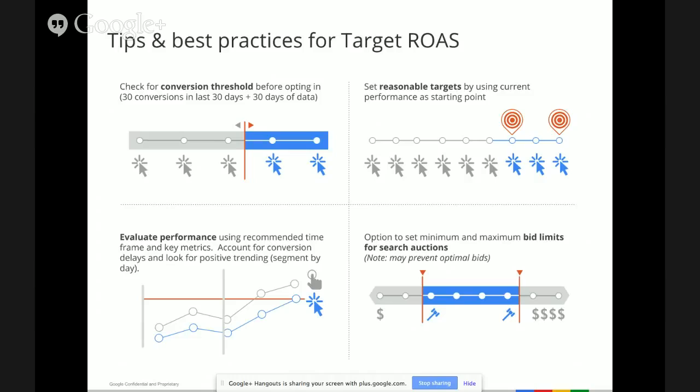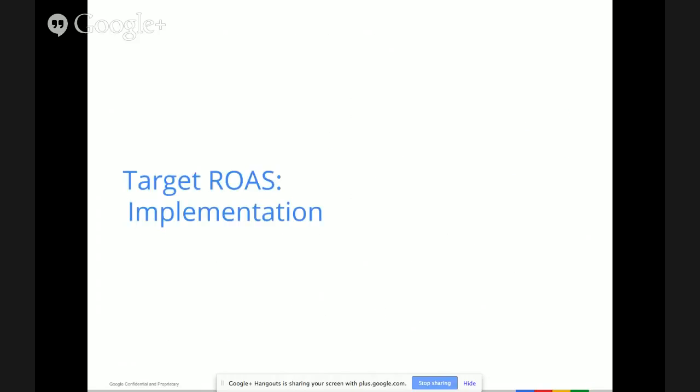And the last piece, and this is more specific for search, but wanted to touch on it anyway, is that you do have the ability to set bid limits. So in the shared library, you can give us a max CPC that you'd be willing to pay or a minimum CPC, and we'll try to operate within that.